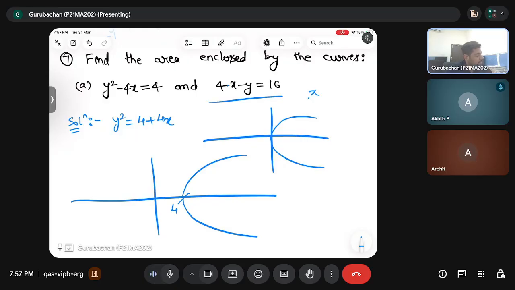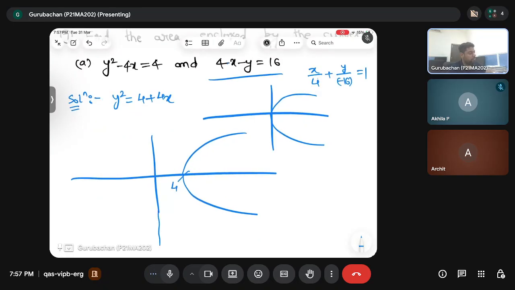So write it as intercept form, 1 by 4. And this can be written as x by 4 minus y by 16 is equal to 1. Is it so? Why am I writing like this? This is the intercept form. Whenever you know that x by a plus y by b is equal to 1, you can directly draw like this. So this will be a comma 0 and this will be 0 comma b. This is the easiest form.